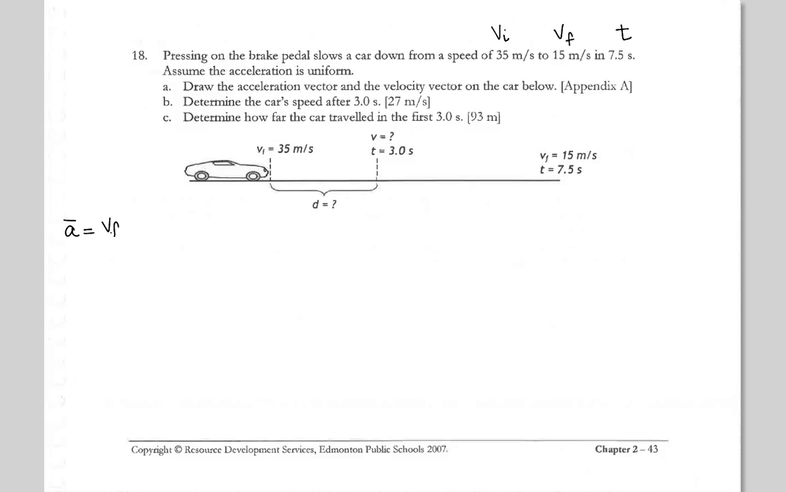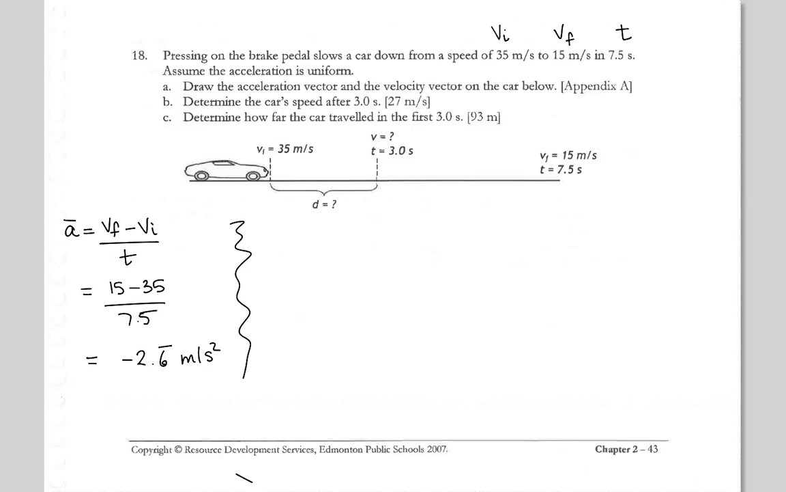Acceleration equals VF minus VI over T. 15 minus 35 over 7.5. This is what we've been talking about with these invisible brackets, right? You absolutely do 15 minus 35 first. I get negative 20. Divide that by 7.5, and I got negative 2.6 repeating. Now I'm going to keep that in my calculator for accuracy. So we got our A value.